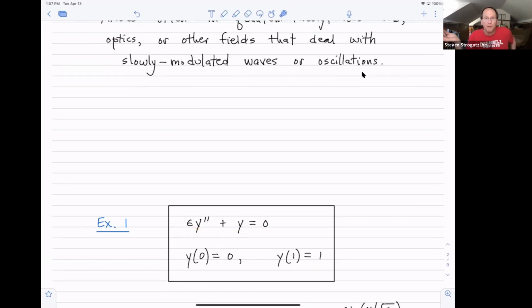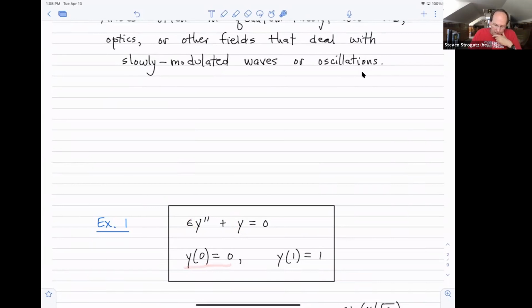In other words, it's a simple harmonic oscillator, right? Just think of this epsilon as the mass, and this is like a spring constant of 1. And so it's a simple harmonic oscillator if you think of the independent variable as being like time. And we'll give it some initial conditions.